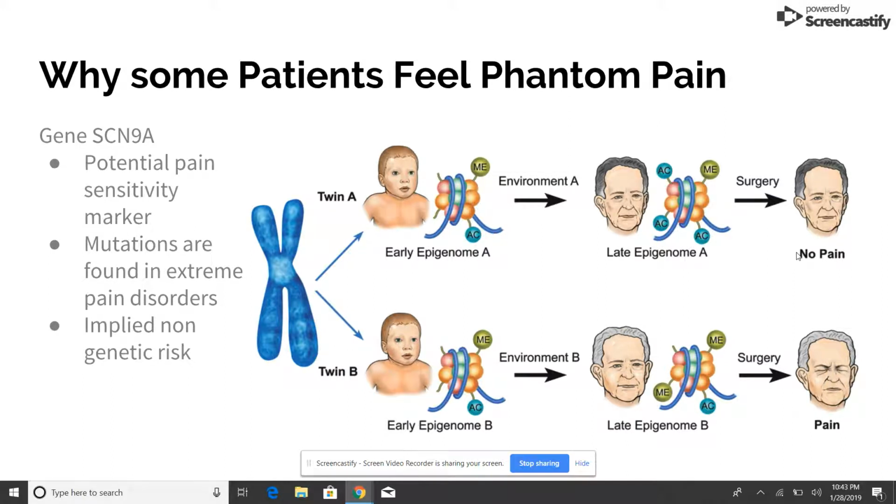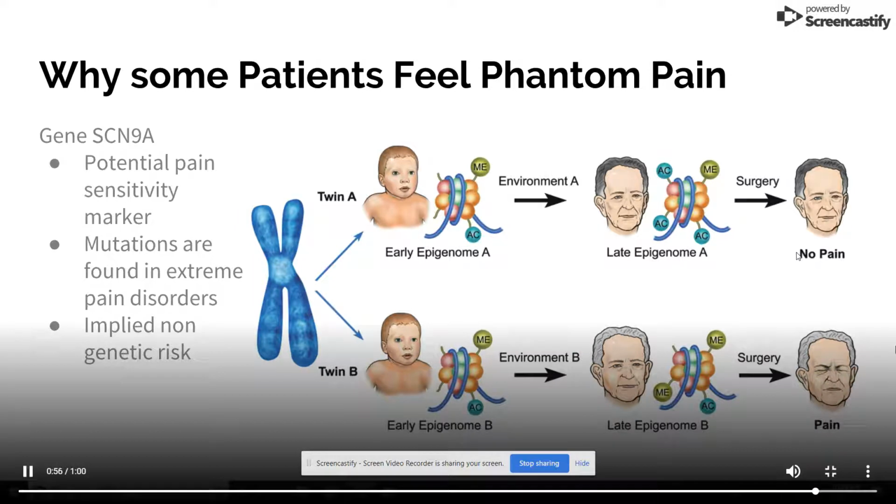The gene SCN9A codes for a voltage-gated sodium channel, and it's been found to be a pain sensitivity marker. Mutations in this gene are found in people with extreme pain disorders or in people who do not feel any pain. There is an implied non-genetic risk to this gene's mutations, using statistical evidence to subtract out genetic differences.